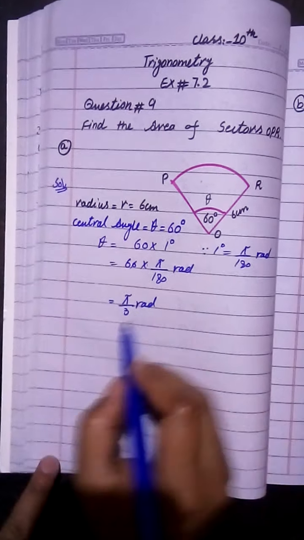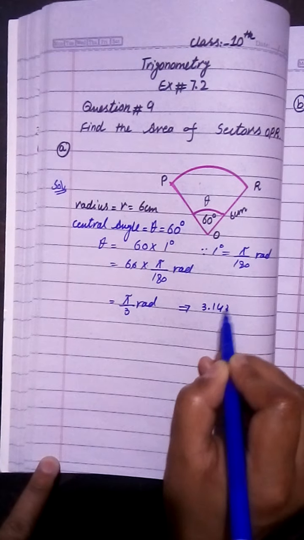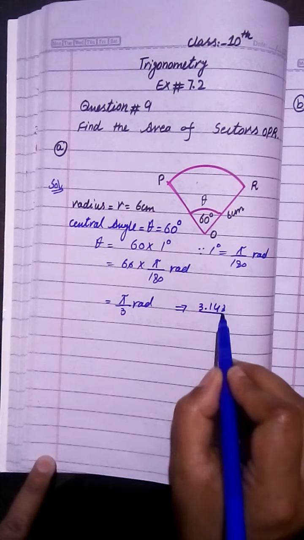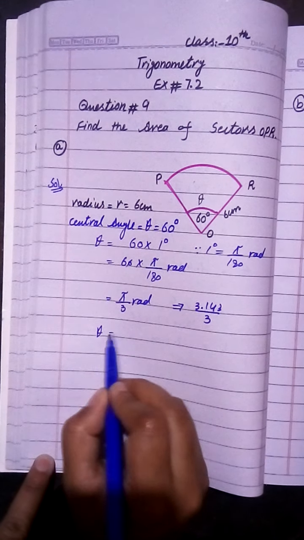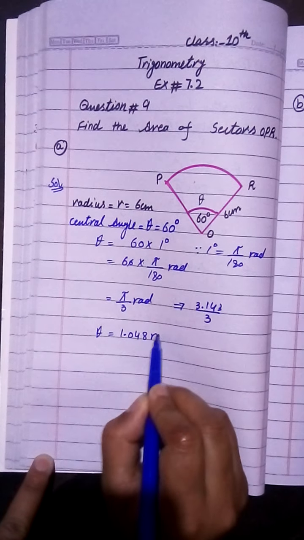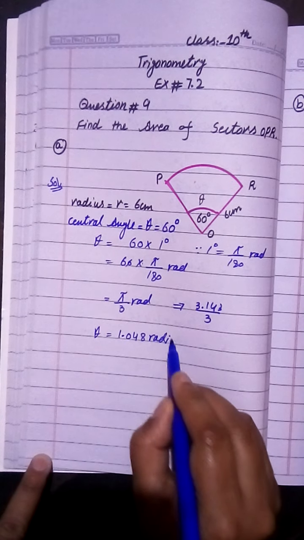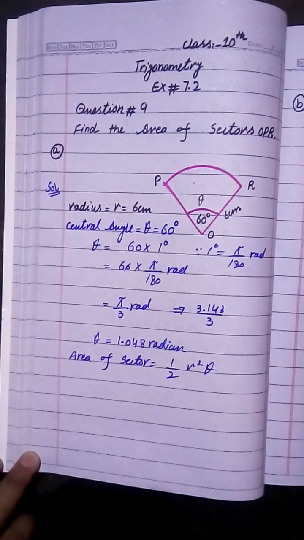Now put the value of pi here, equals 3.143, or you can say you can put 22/7 as the value of pi, divided by 3. So theta equals 1.048 radian. So basically you have to find the area of sector.